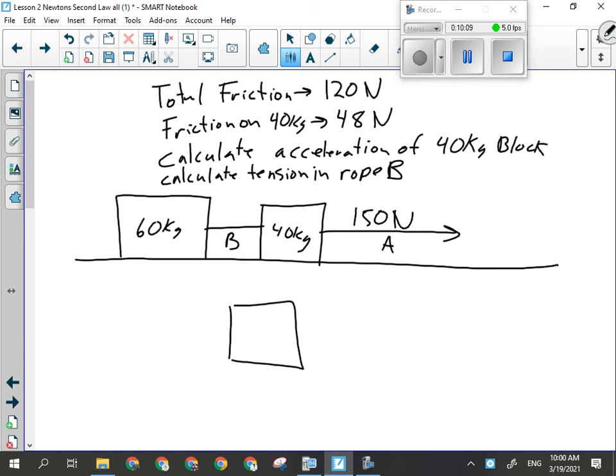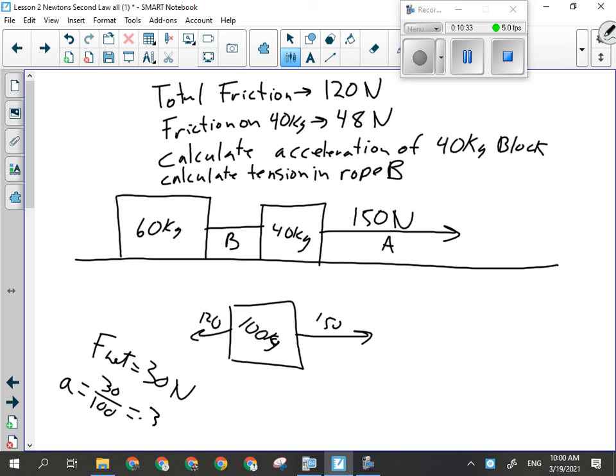So I've got 100 kilograms of system mass, and I've got 150 and 120 newtons. That means my net force is 30 newtons forwards. So the acceleration of the system and any part of it is going to be 30 over 100, or 0.3 meters per second squared forward. So I just calculated the acceleration of the 40 kilogram mass. Now that I know that, I should be able to break it down and calculate the tension in cable B.